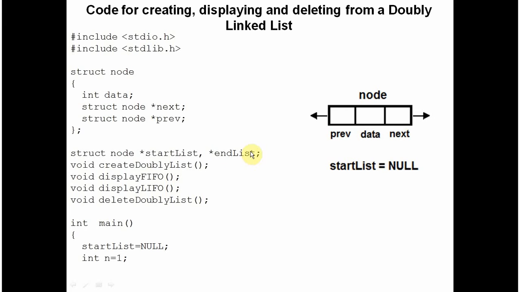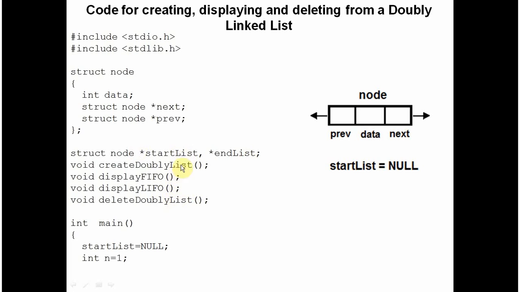These are two pointers. One is start list and another is end list. Both are global pointers. Start list will be pointing to the first node in the doubly linked list and end list will be pointing to the last node. Obviously, the start list will help in traversing the doubly linked list in the forward direction and end list will help in accessing the elements of the doubly linked list in reverse order.